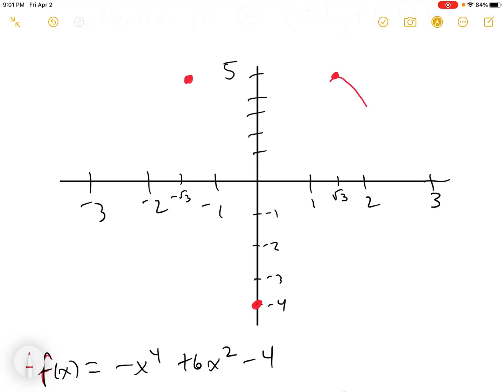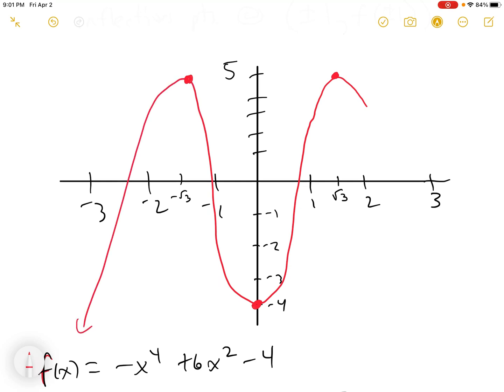So we know there's a max here, a min here, a max here, and because it's 4th degree, it goes down. I don't know where these zeros are, but they're somewhere in there.